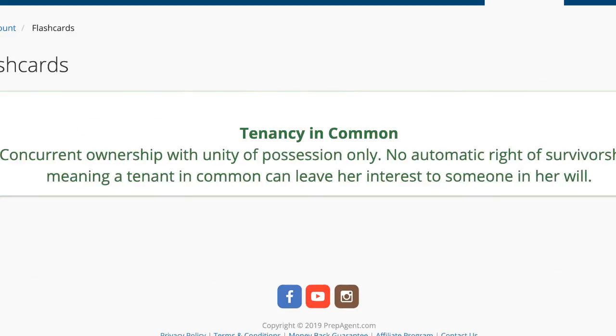All right, so tenancy in common, as we discussed, has no right of survivorship, only unity of possession. Joint tenancy has time, title, interest, and possession, and has the right of survivorship. So my question for you guys would then be, which one would you take with a corporation? Would you take a joint tenancy or tenancy in common?